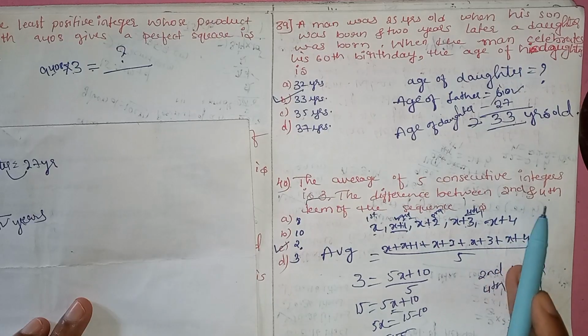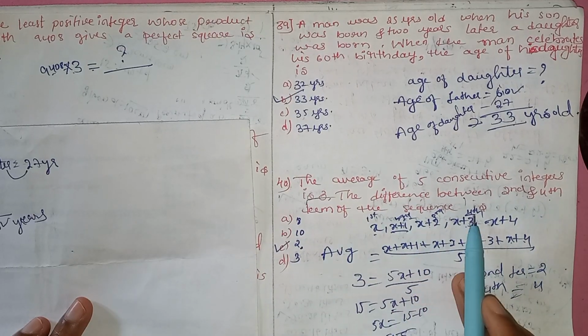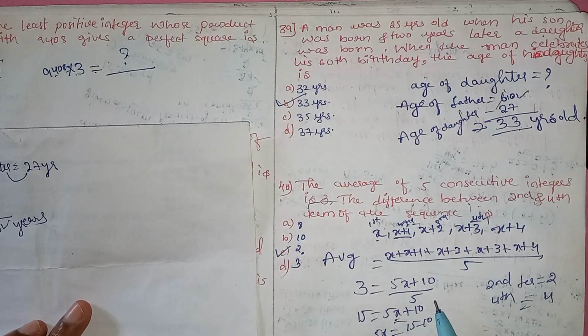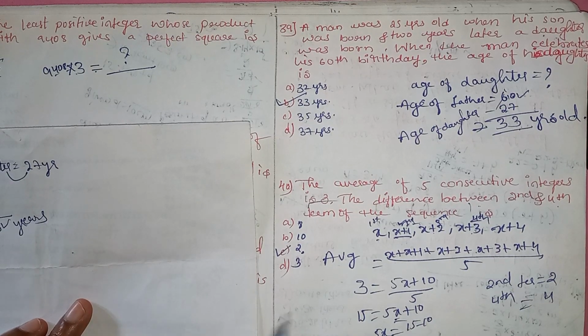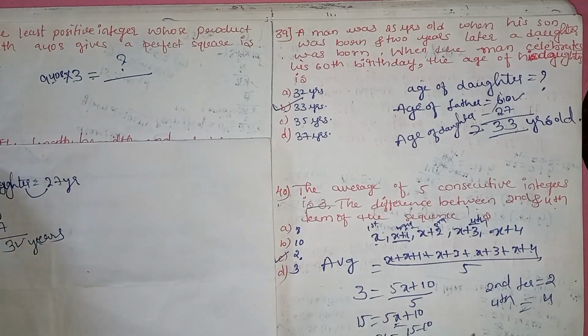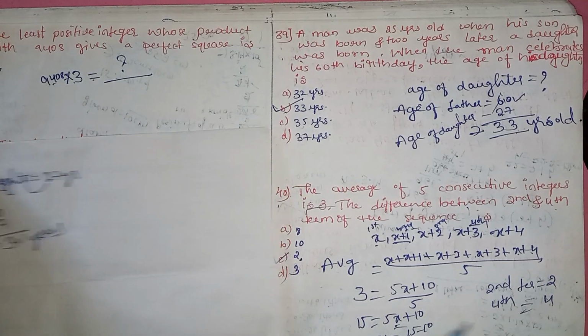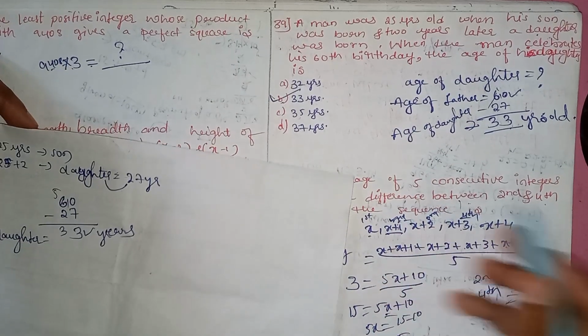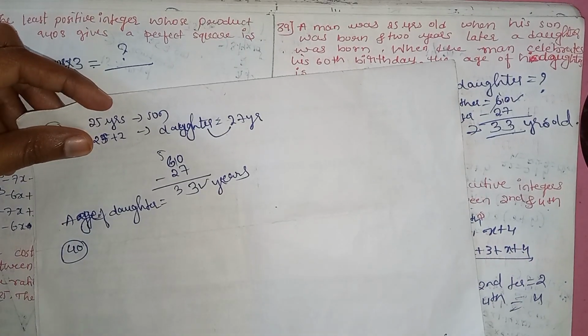Next, the 40th question is, see friends, the average of 5 consecutive integers is 3. The difference between the second and fourth term of the sequence is what they are asking. Okay, so I had solved this already, but the video was not recorded, so I am solving it again in front of you. Consecutive means one after the other.